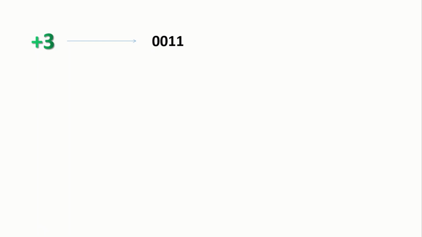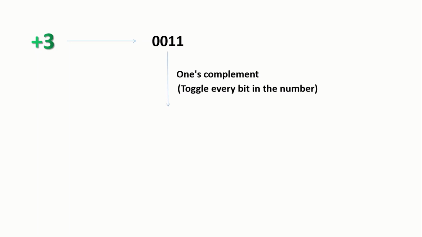Now to get the 2's complement representation of negative 3, we will first have to perform the 1's complement operation on this number, which results in 1100, and then add 1 to it. So this is the 2's complement representation of negative 3. Note that throughout this example, I will be dealing with only 4-bit numbers, but the same concept can be applied to numbers with any number of bits.